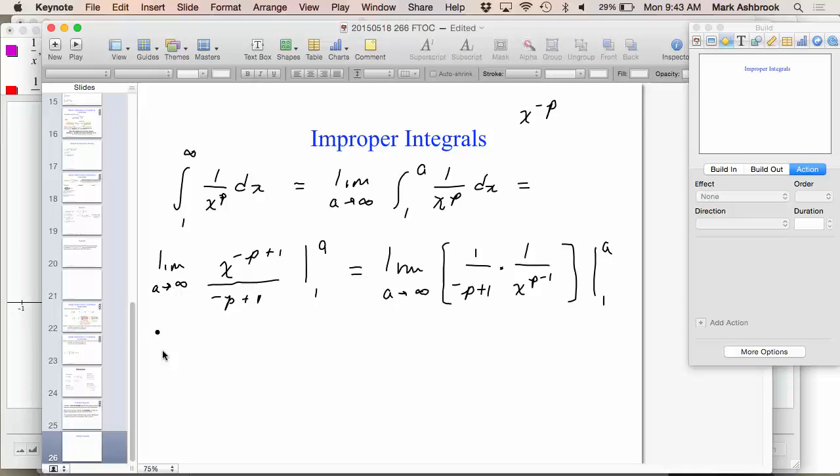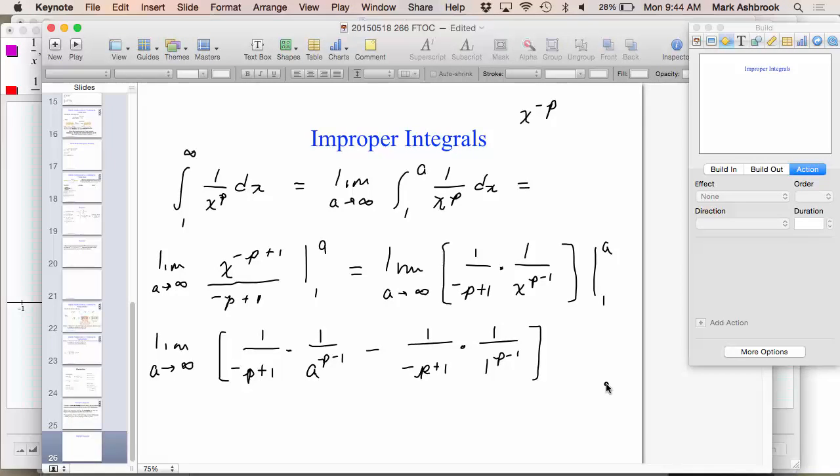All right, so here we go. So it's going to be 1 over negative p plus 1 times, no, p is a constant, x gets the a, 1 over a to the p minus 1, minus that whole thing with 1 plugged in. Check my work. How did I do? Plug in a for x, plug in 1 for x.